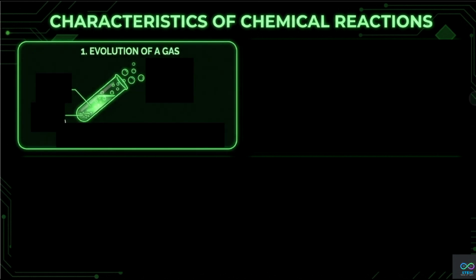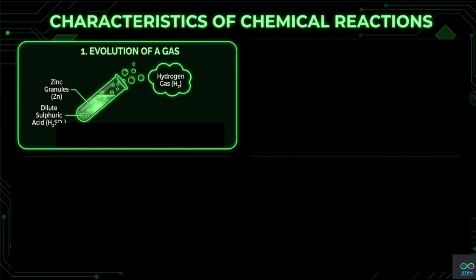Take some zinc granules in a test tube. Add dilute sulfuric acid over zinc granules. We will see the bubbles of hydrogen gas being formed around zinc granules. So the chemical reaction between zinc and dilute sulfuric acid is characterized by the evolution of hydrogen gas.